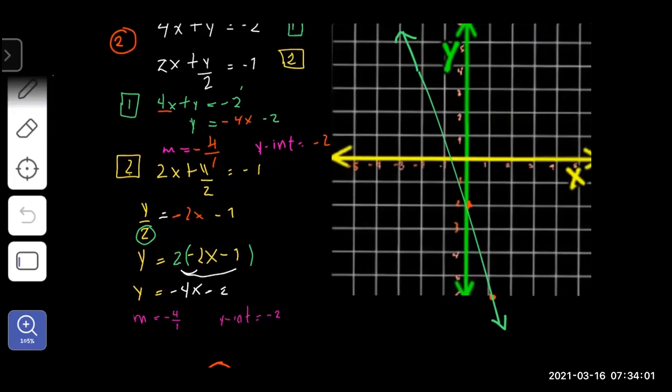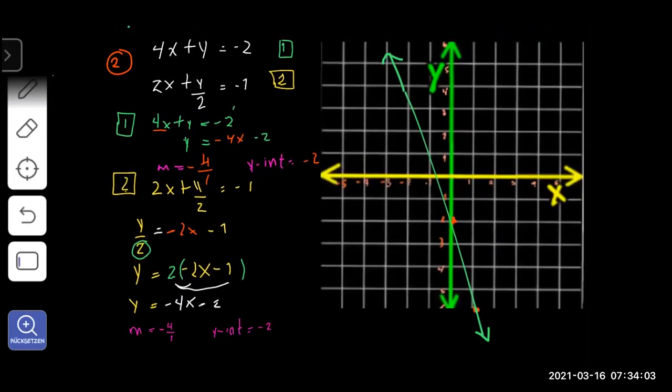Let's graph this again. Oh, mister, they are the same. Take a look. The first one, y equals -4x minus 2. And y equals negative 4x minus 2. Let's graph it.